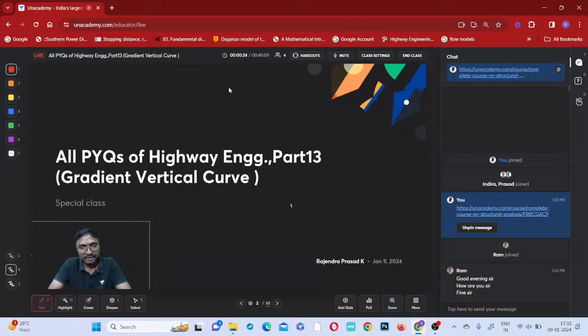So what is this? You can say all PYQs of this highway engineering, part 13. Up to 12 parts we are done. Now we'll be going for this part 13, gradients and this vertical curves, right? Gradients and this vertical curves.